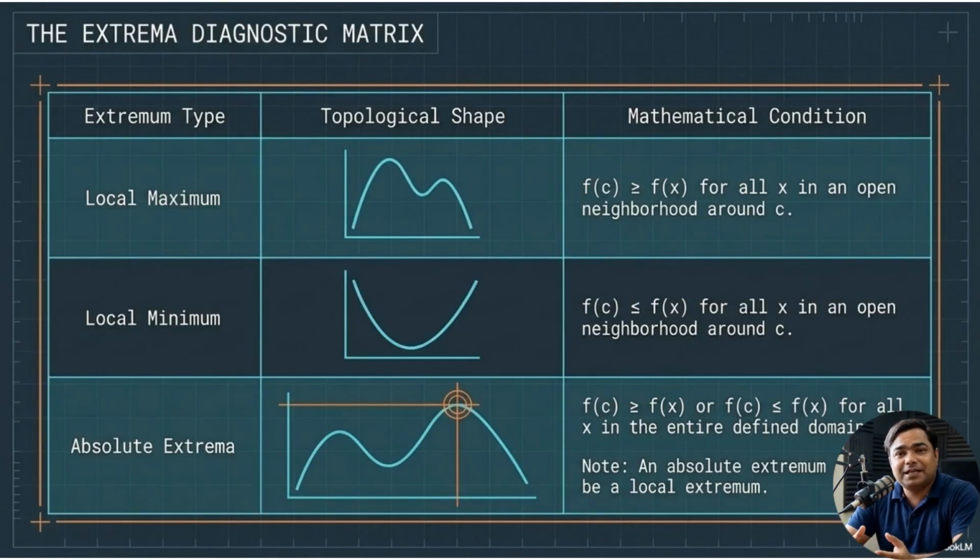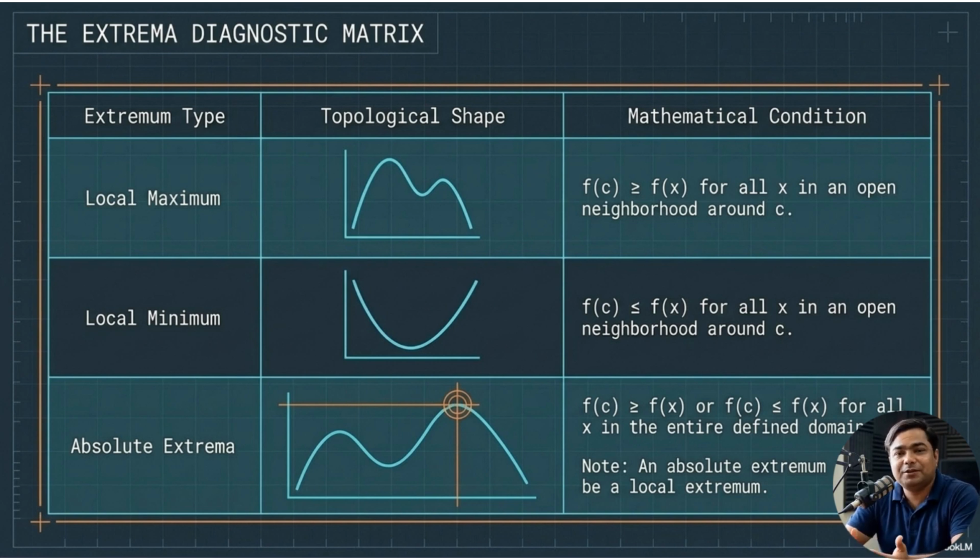This slide gives us a diagnostic matrix for extrema. First, a local maximum occurs when the function value at c is greater than or equal to nearby values. In simple words, the curve reaches a peak in a small neighborhood. Second, a local minimum occurs when the function value at c is less than or equal to nearby values. The curve reaches a valley in a small neighborhood.